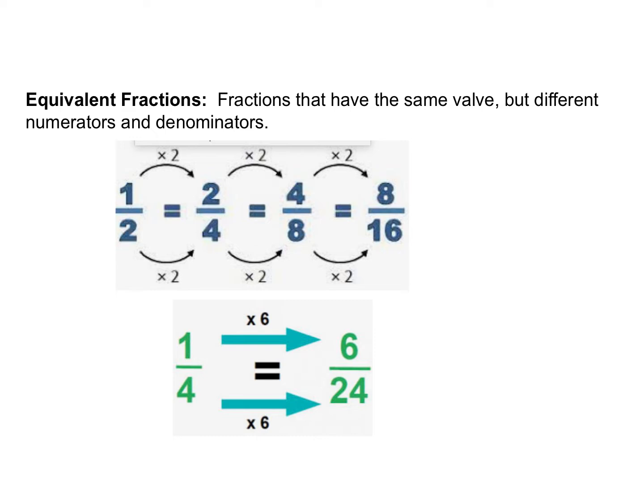Here's a vocab word you need to write down with the definition. Equivalent fractions. These are fractions that have the same value, but different numerators and denominators. Remember, numerators are the top number, denominators are the bottom. So some examples of this.